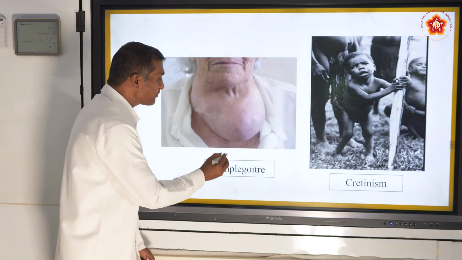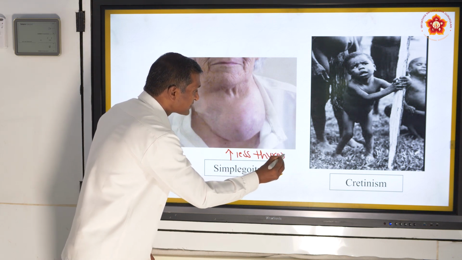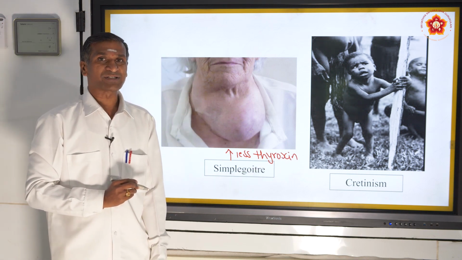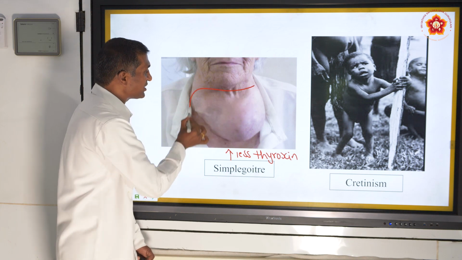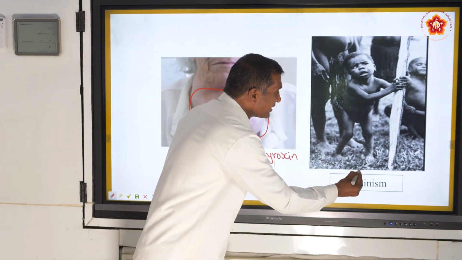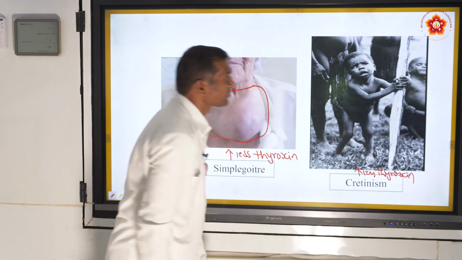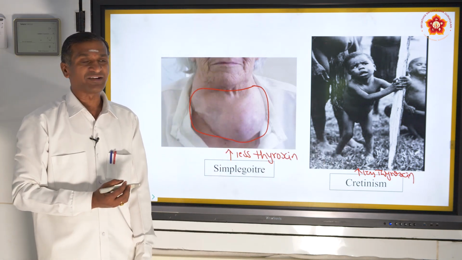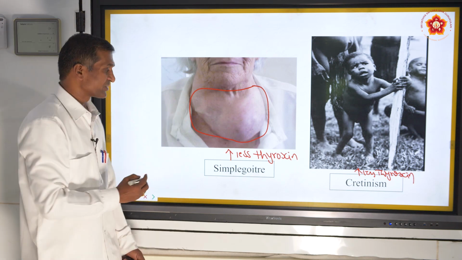You can observe here simple goiter, less production of which hormone? It is thyroxine. The thyroxine hormone is also called the personality hormone. You can observe here less thyroxine, simple goiter in the neck region. You can observe the swelling. Thyroid gland swells. Cretinism is also less production of thyroxine. Bow legs, bent legs, wrinkled skin. These are all due to less production of the thyroxine hormone.